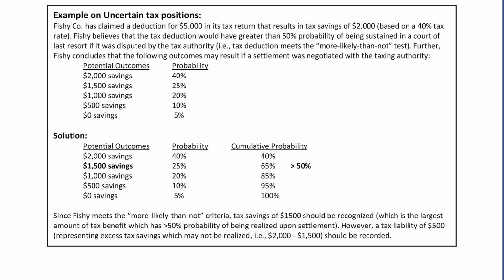So based on Fishy's assessment of possible outcomes, Fishy should recognize a tax savings or benefit of $1,500, which represents the largest benefit that has a greater than 50% likelihood of being realized when settled with the taxing authority. And the remaining $500 should be recorded as an income tax liability because this may not be realized.